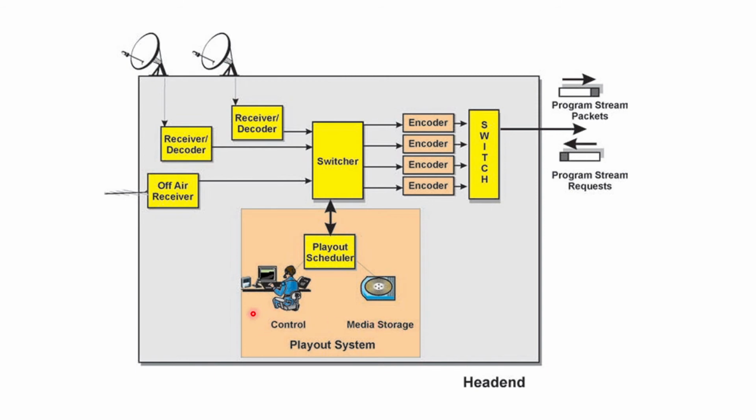So my control, like this playout scheduler, will schedule the playout depending on the requirement. So this will be the control on that particular. Whatever requirement is there, it will be taken from the media storage and given to this particular gateway. This is the switcher, this is the encoder, then it is the switch, and then you can go with the program stream packets depending on what request your consumer is asking for, or which request your consumer has put there. Okay, so this is the head end.